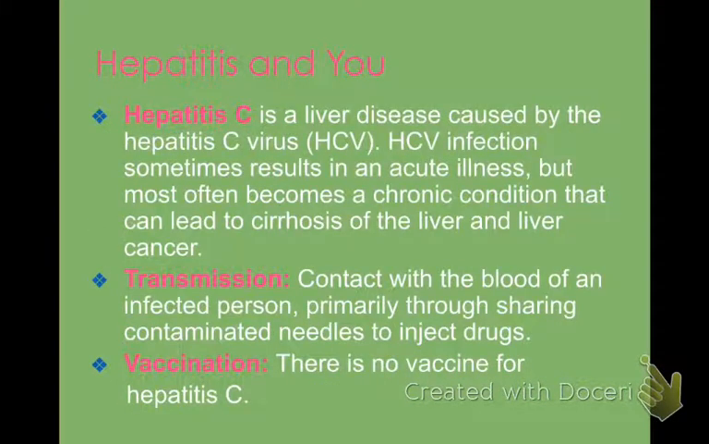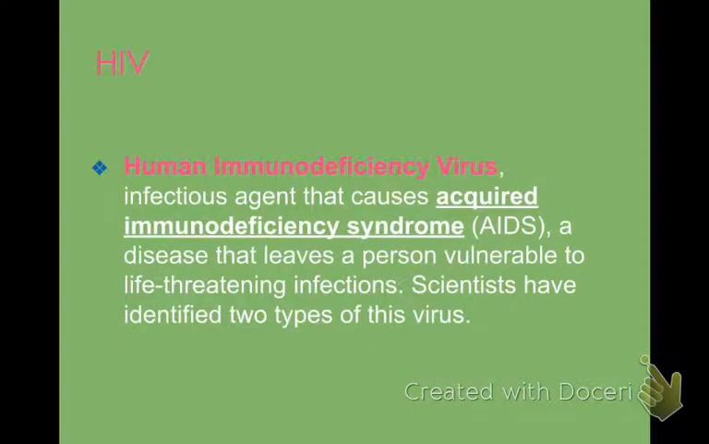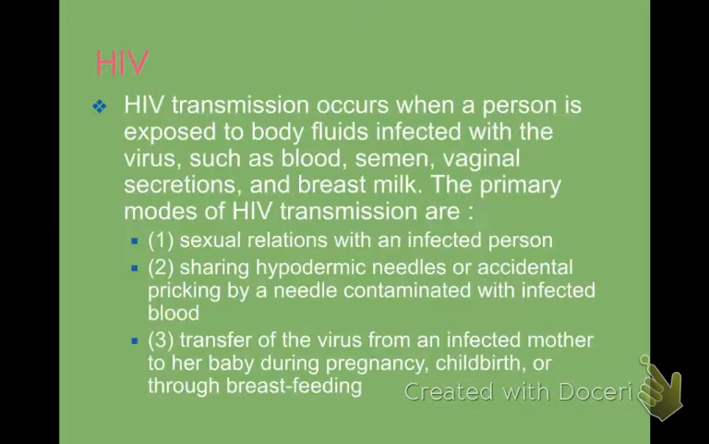Hepatitis C is HCV, and this is a chronic condition. It can lead to cirrhosis of the liver or liver cancer, and again, this is transmitted through the blood, so it is a bloodborne pathogen, and there's no vaccine for hepatitis C. HIV is another infectious agent, and this is also transmitted through bodily fluids: blood, semen, even breast milk. So HIV again would be another bloodborne pathogen.